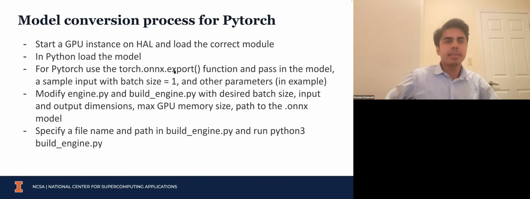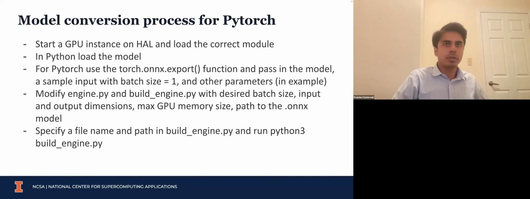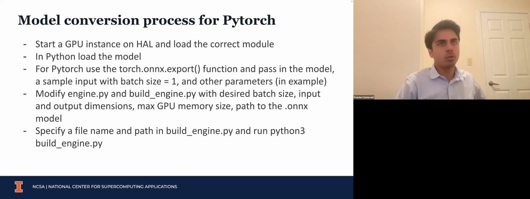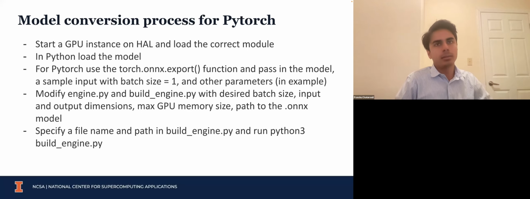Okay, so here's the high-level overview for how to convert your model from your current framework to TensorRT. We're going to first start with PyTorch, and then we're going to show an example with TensorFlow as well. The first step would be to start a GPU instance on HAL and load the correct module. That module is called OpenCE. We'll get into that later. And then we would want to convert that model into an ONNX model by using the function that's already provided within PyTorch and specifying the parameters that I have listed on the slides.